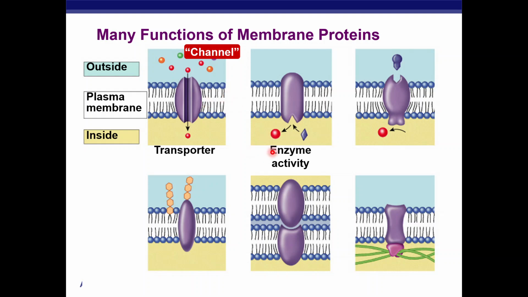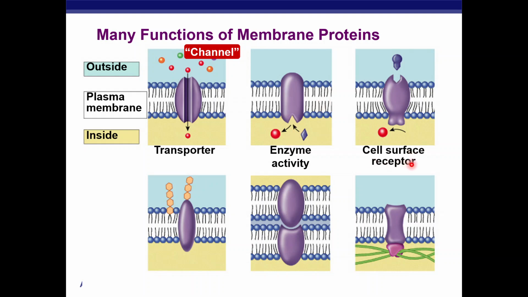Some proteins provide a surface for enzymatic activity. A molecule bonds to the protein and adjusts its shape in such a way that it either causes a bond to occur or breaks a bond. We'll learn more about enzymes later, but these proteins embedded within the cell membrane allow a place for an enzymatic reaction to occur.